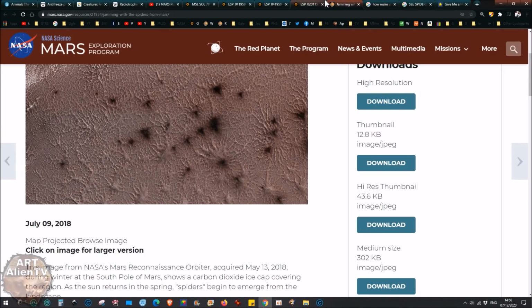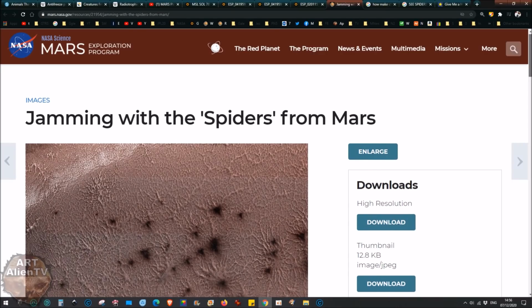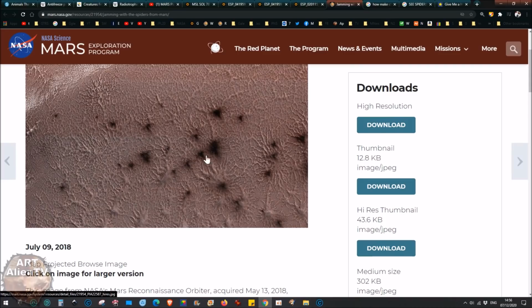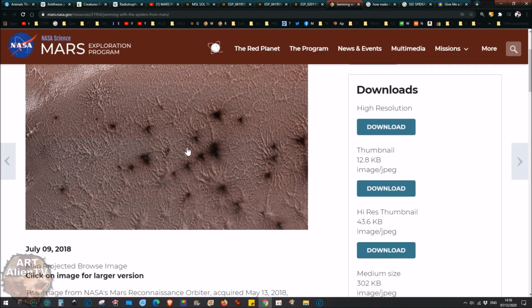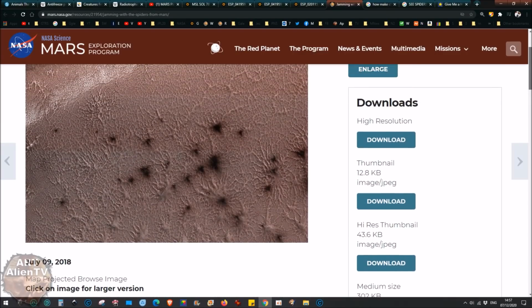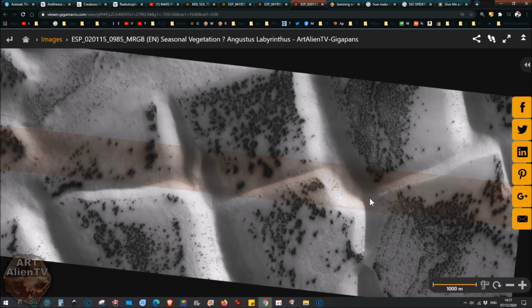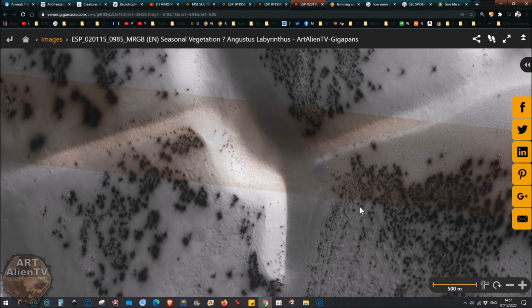And here's an article by NASA called Jamming with the Spiders from Mars. And this is a similar area. It's not the same area, but it's very similar. And these appear all over the surface of Mars, especially in the polar regions where it's very cold. And the explanation for these is that they're caused by carbon dioxide bubbling up from just below the surface. And as it evaporates, it leaves behind these black scars. Now, that's perfectly logical. Now, let me show you this again. Right? I don't think that's entirely what's going on here.